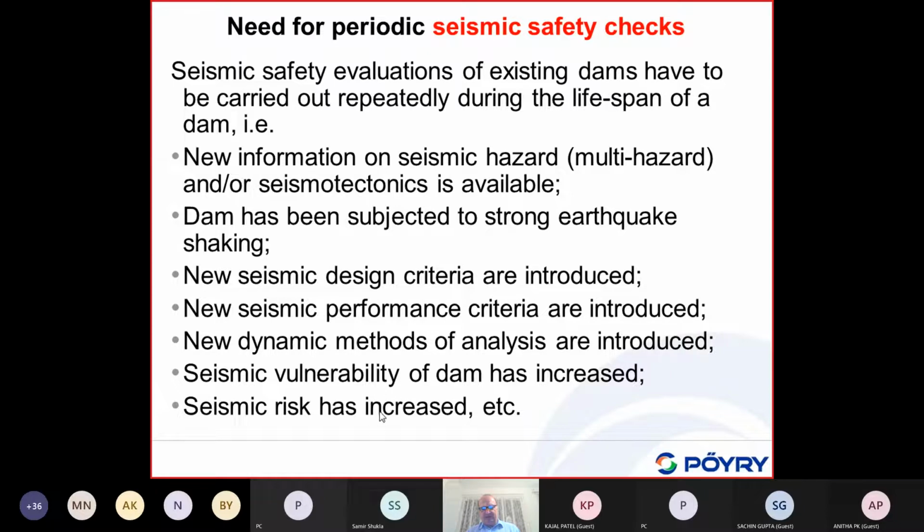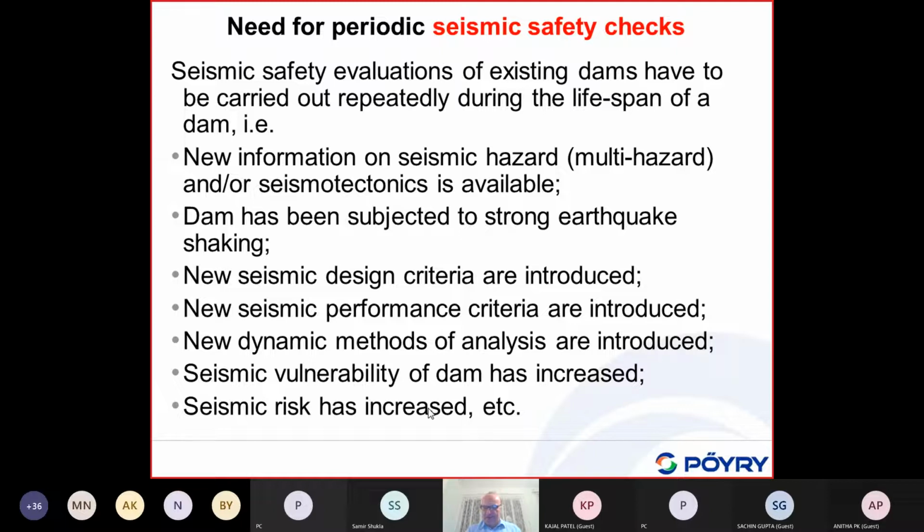And if the seismic risk has increased, that means this is the downstream development of a dam. And if the risk classification of a dam has been changed, because the risk classification is not something unique. In India, you may use some risk classification which is different from that in Europe, or different from that used in China. If you change your seismic risk classification of dams, it may have an impact on the design and safety criteria. So there are a number of reasons why a periodic check of the seismic safety would be required.